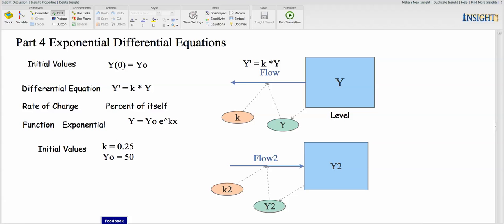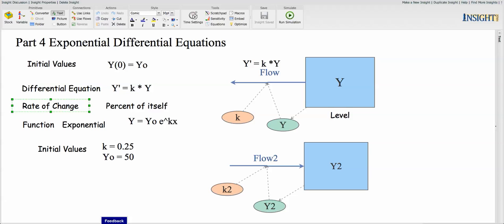Following video is part 4, the exponential differential equations. So here again in our series we have initial value of y0 equals y sub 0. So when x is 0, the initial value of y is y sub 0. The differential equation in this case is y prime equals k times y.